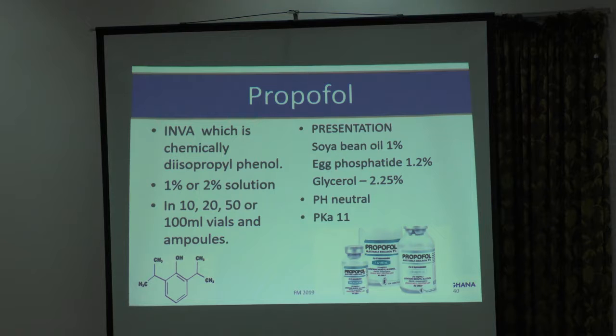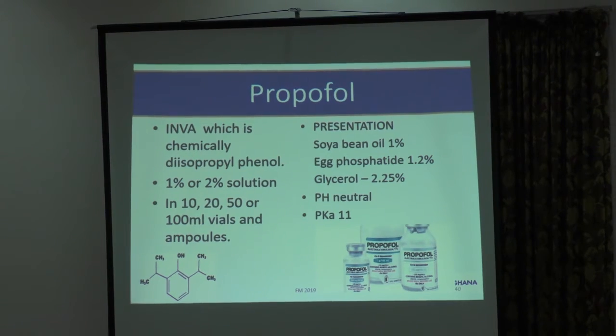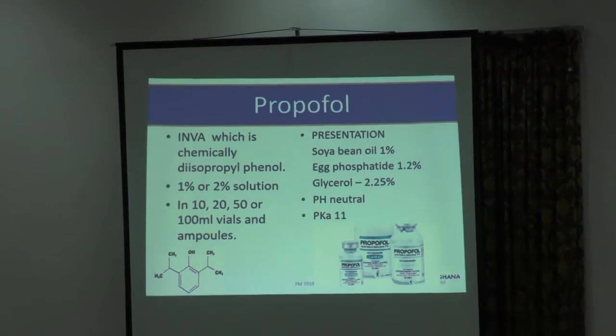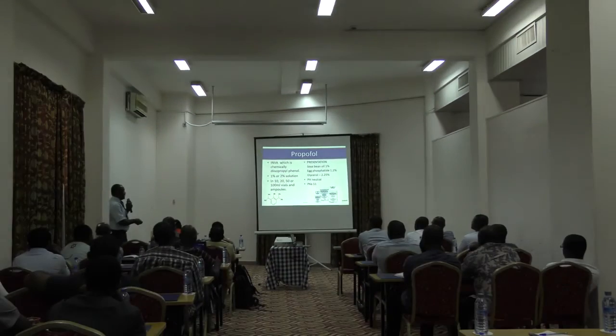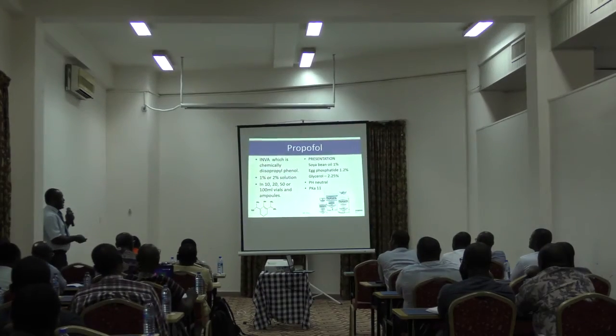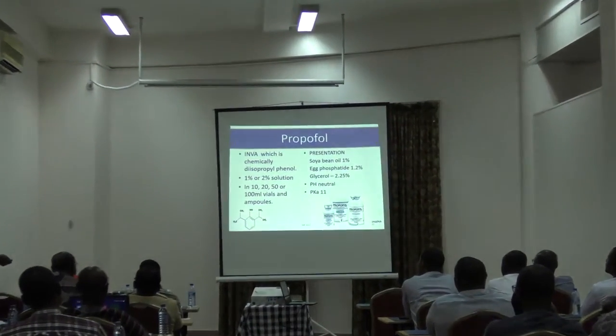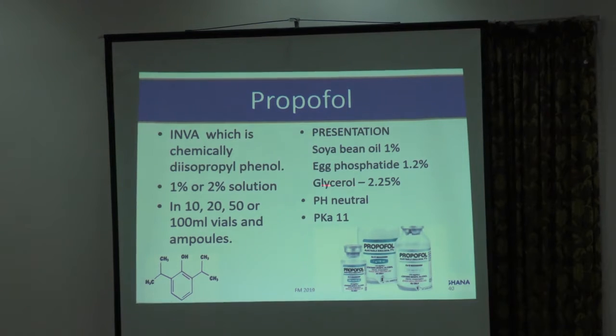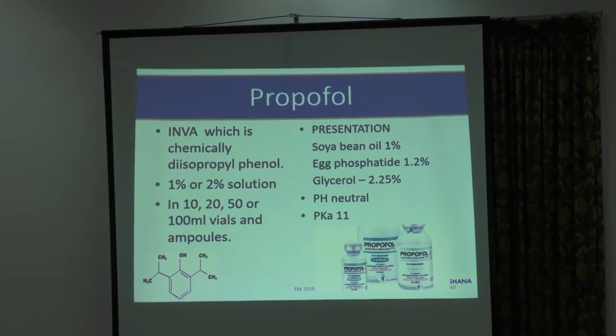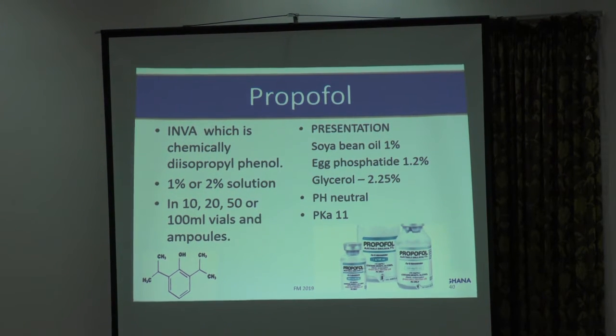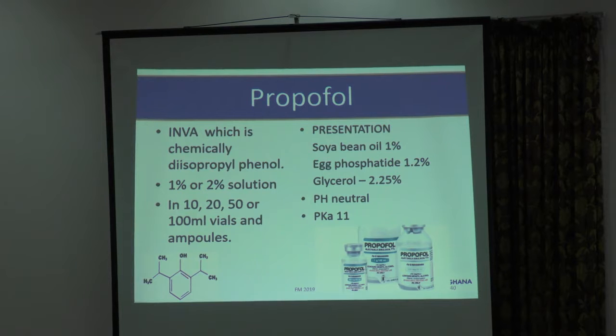Propofol, the Michael Jackson drug. And I'm teaching you so that you run away from it. Okay. It looks like milk, whitish. And the chemical compound is diisopropyl phenol. The formulation is funny, isn't it? Soybean oil, egg phosphatide, glycerol. So you don't open an ampoule of propofol and keep it. Bacteria will colonize it in the shortest possible time. So when you open it, you use all of it.